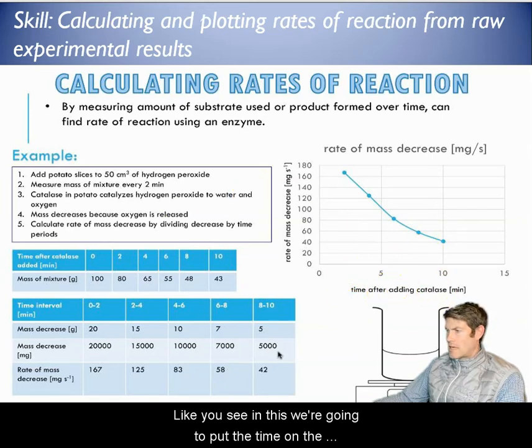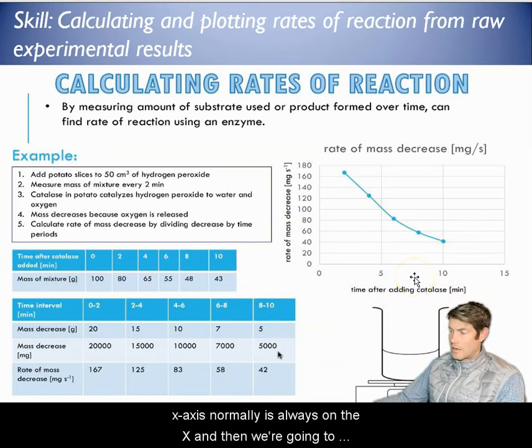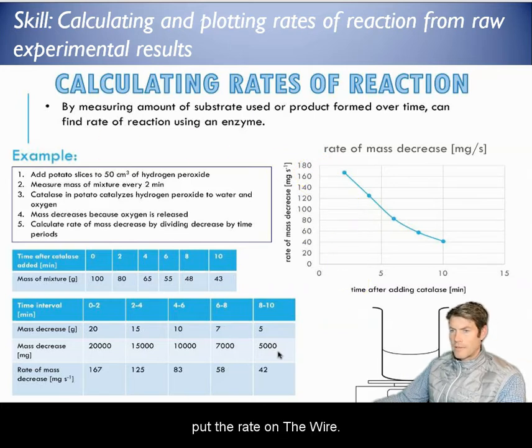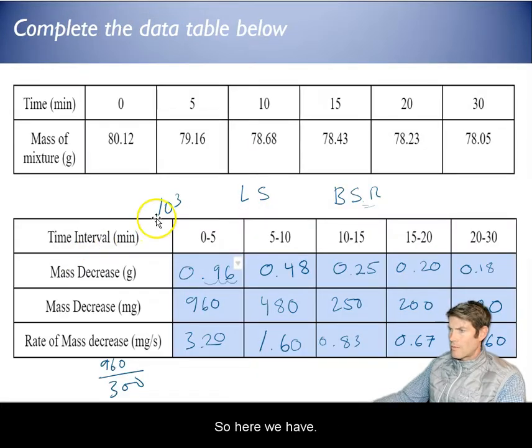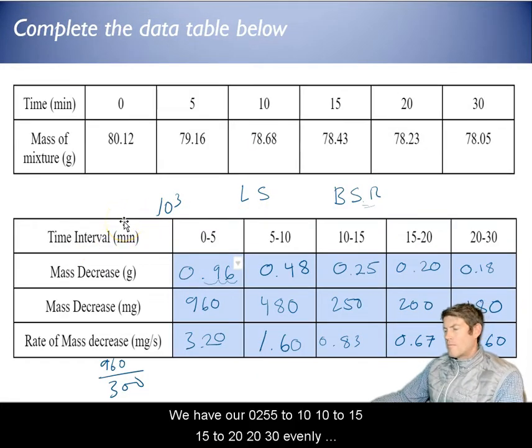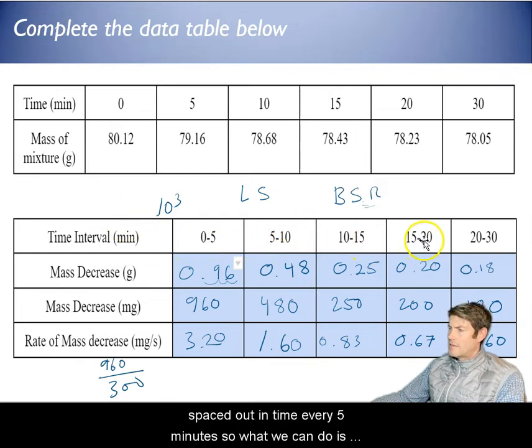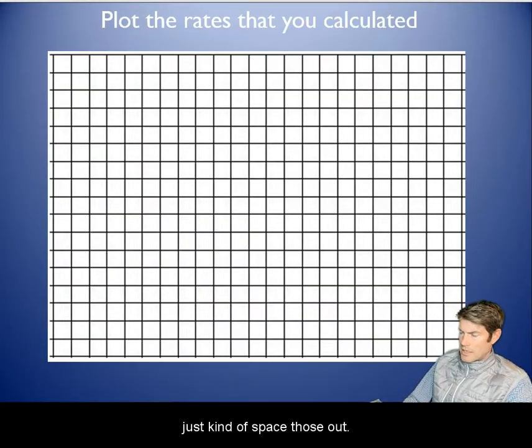All right, so now we have our data, and what we want to do is put the time on the x-axis. Normally it's always on the x, and then we're going to put the rate on the y. So here we have our 0 to 5, 5 to 10, 10 to 15, 15 to 20, 20 to 30. And they're all evenly spaced out in time, every 5 minutes. So what we can do is just space those out.